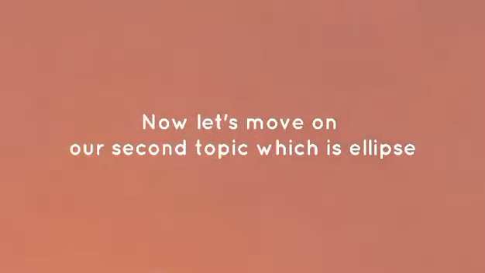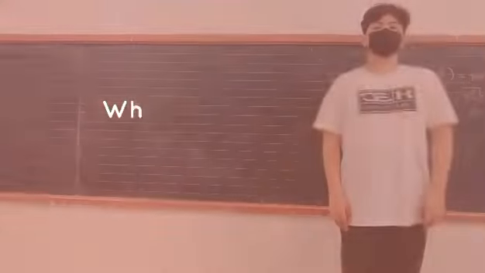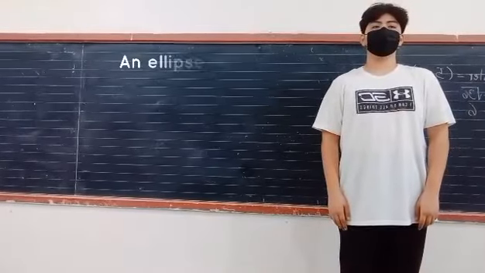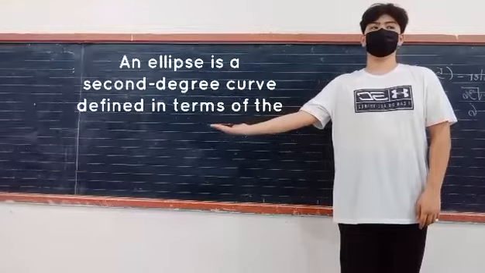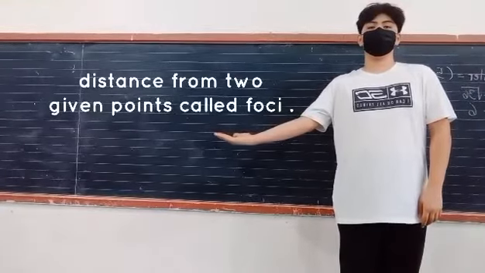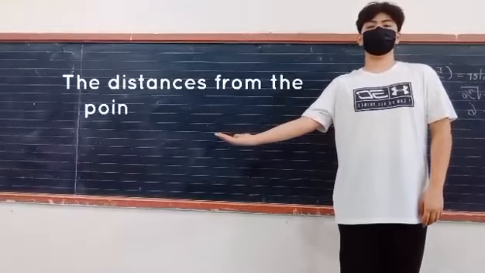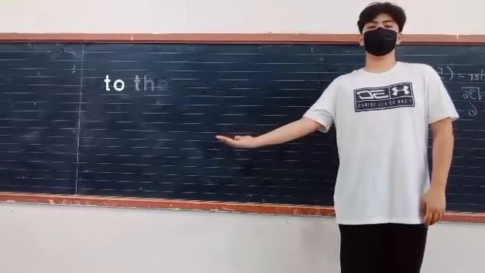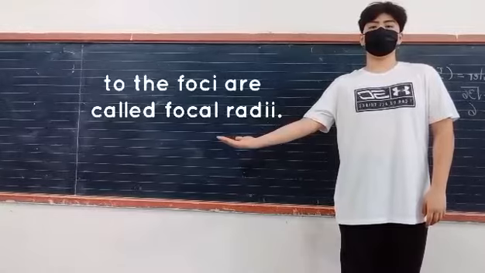Now, let's move on to our second topic, which is ellipse. What is an ellipse? An ellipse is a second-degree curve defined in terms of the distance from two given points called foci. Distances from the points of the ellipse to the foci are called focal radii.